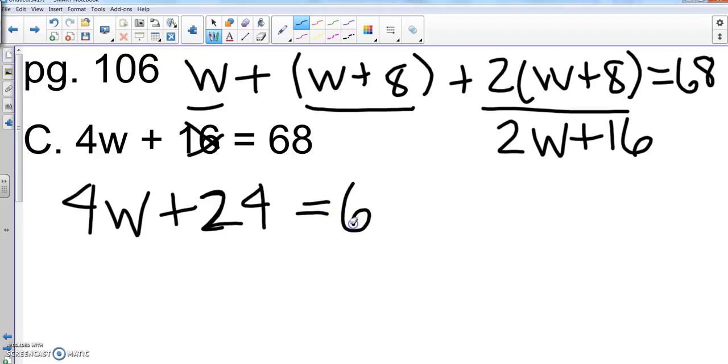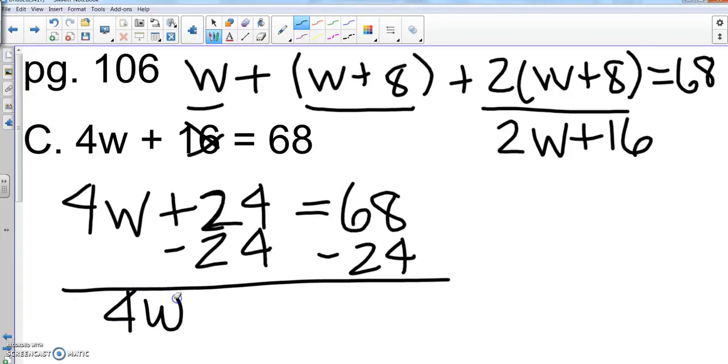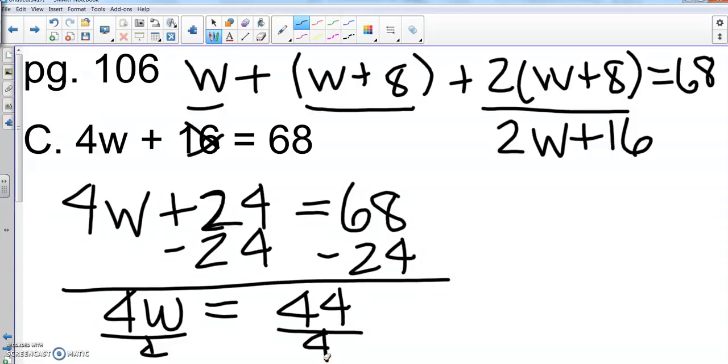24 equals 68. Okay, so this is what I'm working with now to solve, because now I can solve this for W. All right. So if I subtract 24, I get 4W equals 44. If I divide by 4, I will get W equals 11. Okay, so what did we just figure out? We just figured out that Will is 11 years old.